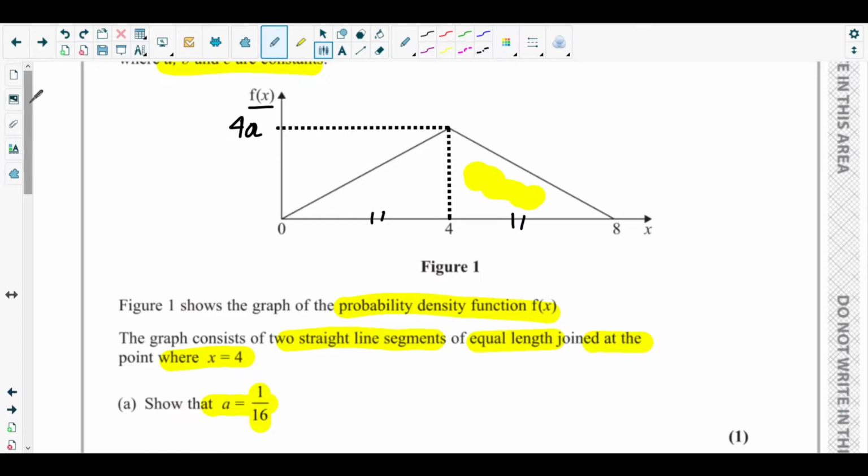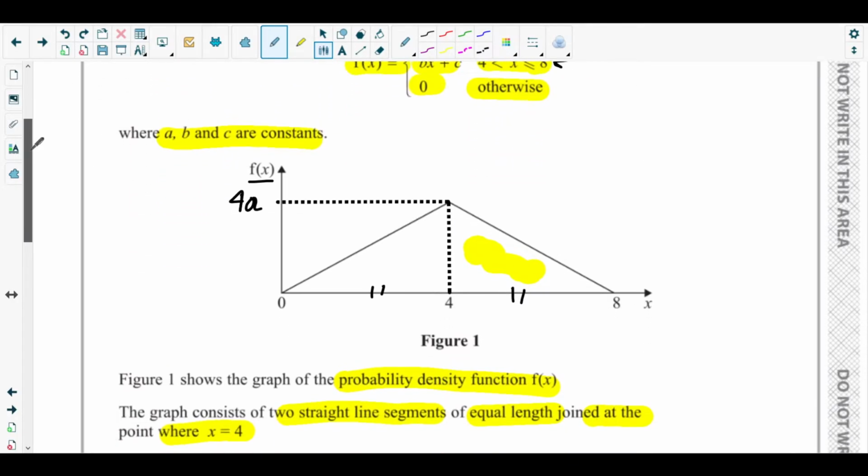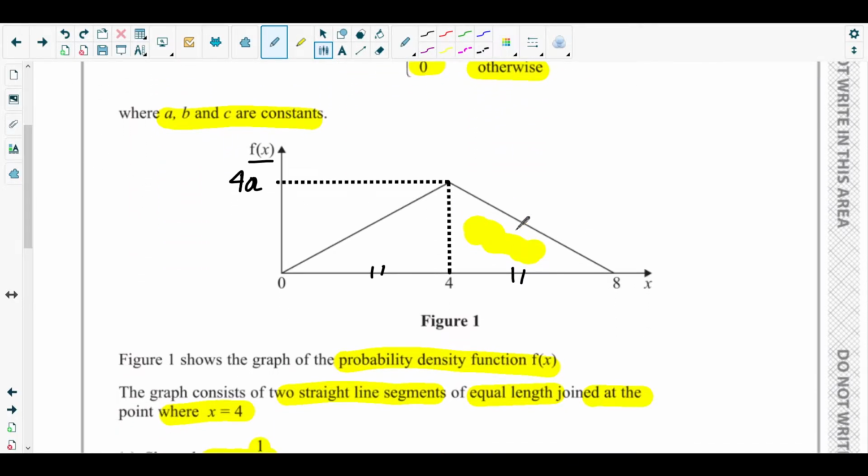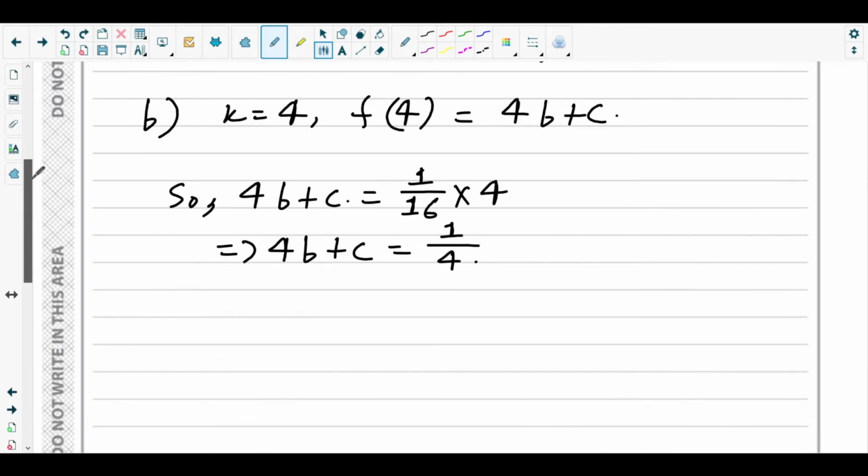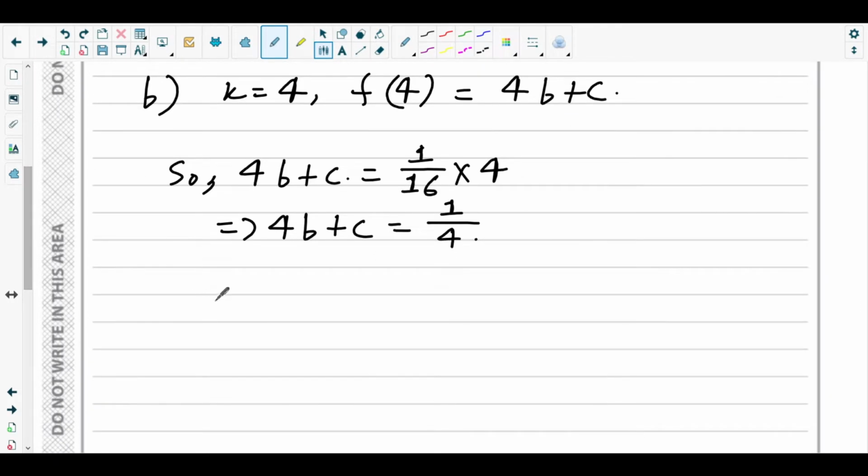Next, we know that the area under this triangle is also half, right? So this area is half times base times height. Height is 4a. So let's integrate, because integrating the PDF gives us the area, isn't it? So what we can write: integration from 4 to 8 of bx plus c dx equals half, isn't it?